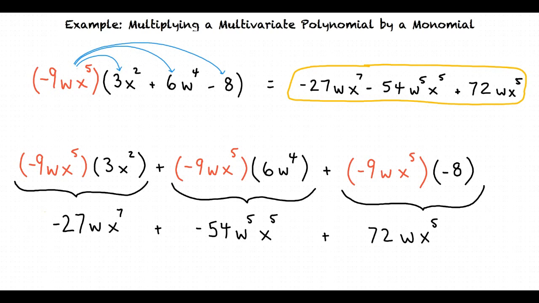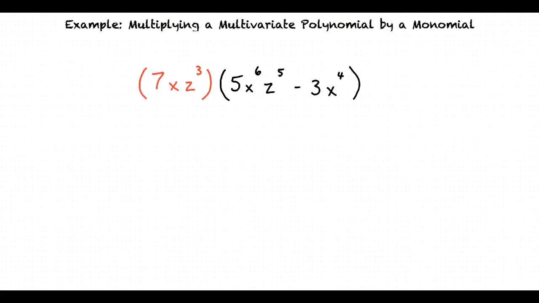Now let's move on to our second example problem. We are given the quantity 7x z to the third times the quantity 5x to the sixth z to the fifth minus 3x to the fourth. Our first step once again is to apply the distributive property.